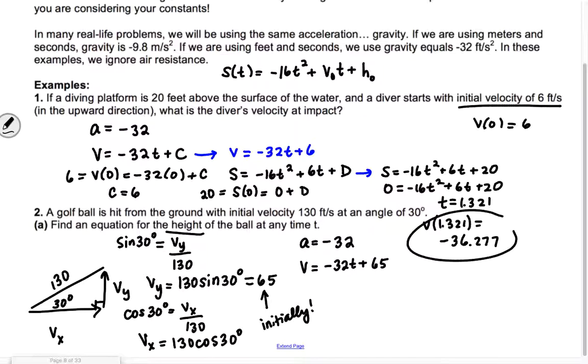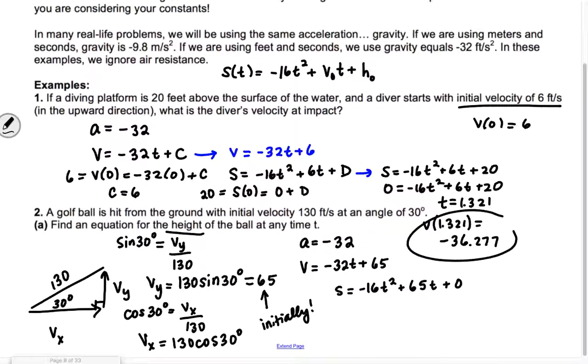And our initial position, which is our height equation, ends up being negative 16 t squared plus 65 t plus 0. Why is it 0? Because it starts on the ground, right? Actually, maybe it's on a tee, which is like a little quarter of an inch off the ground.